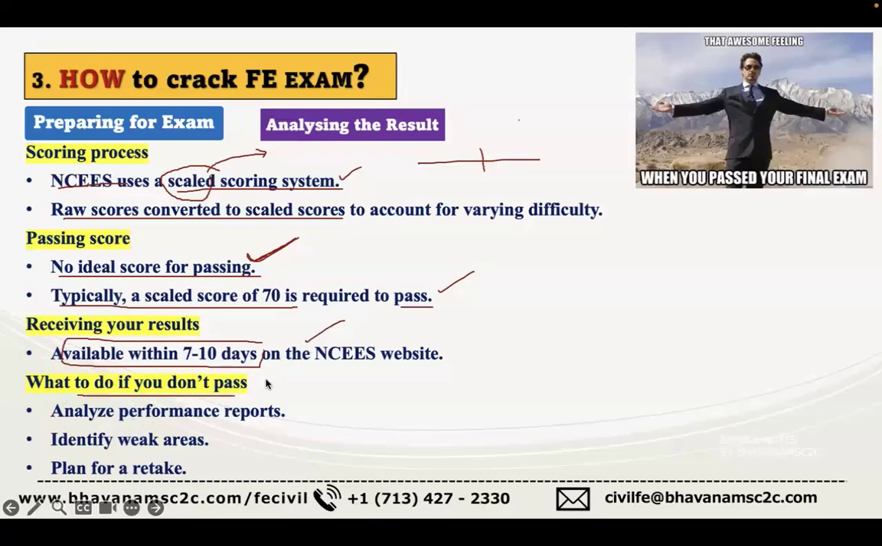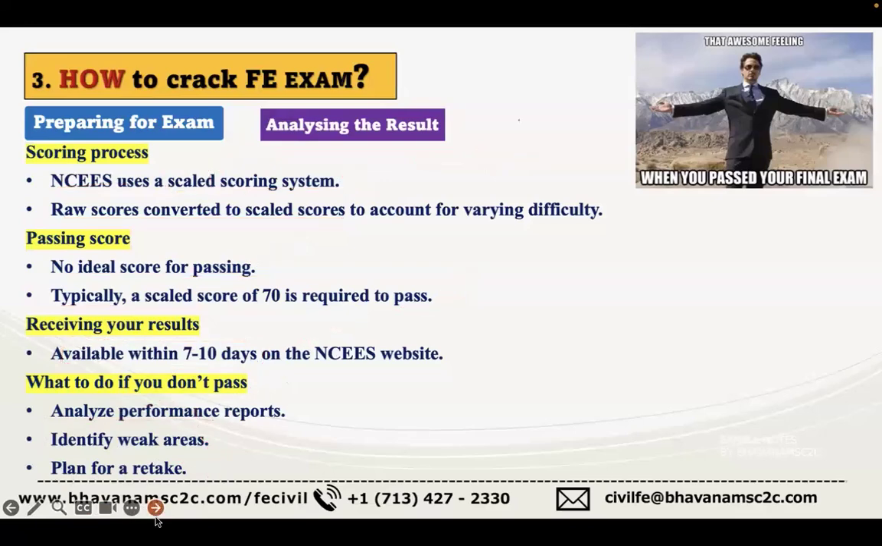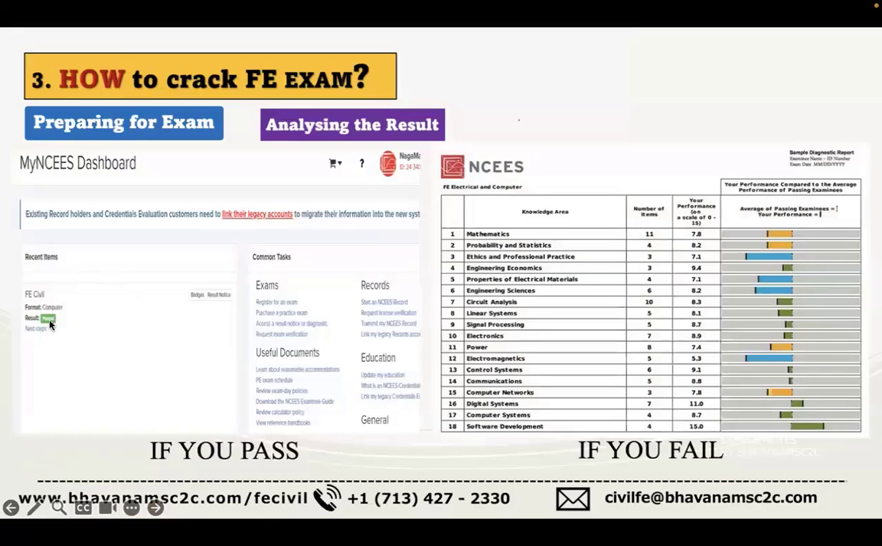What to do if you don't pass? Analyze the performance, identify the weak areas, and plan for a retake. So how to analyze it? NCEES will give you a scorecard. If you pass, it will simply say that you passed, nothing else. After you pass, you will get the EIT certification. You can go ahead for the next exam, or you can use the license for your career.